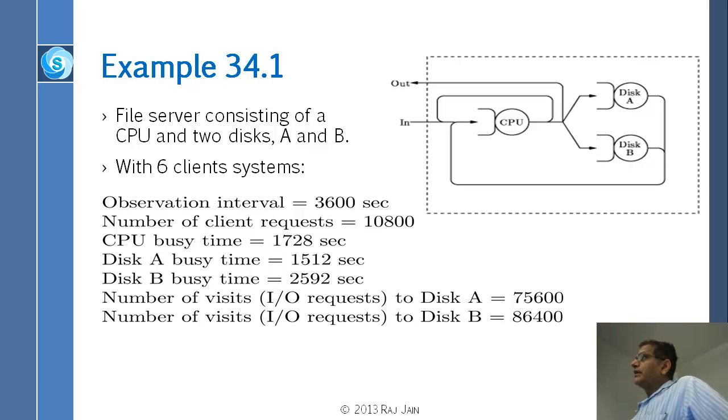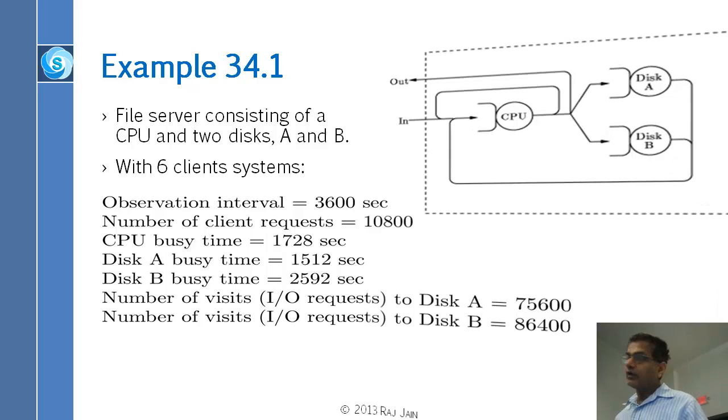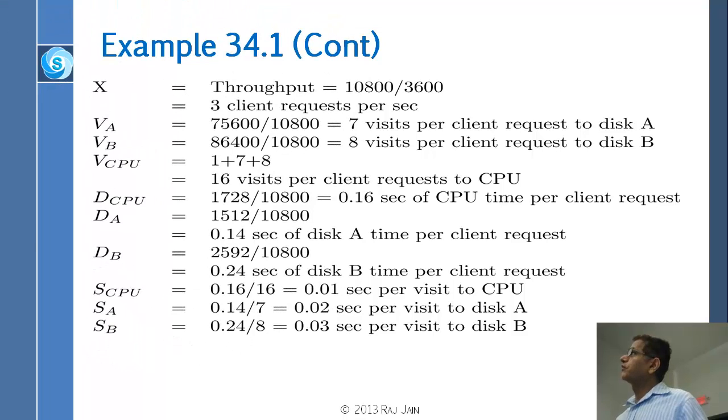First of all, number of visits to disk A. And actually this is also measured. Number of visits to disk A is 75,000, and number of visits to disk B is 86,000, but the job number is 10,000, okay? This is our measured value. Now from this we can calculate something. You have to go back and forth between the two slides. System throughput can be easily calculated because 10,800 jobs are served in 3600 seconds, which is 1 hour, and therefore the system throughput is 3 jobs per second.